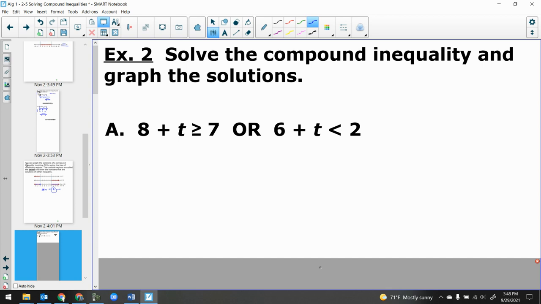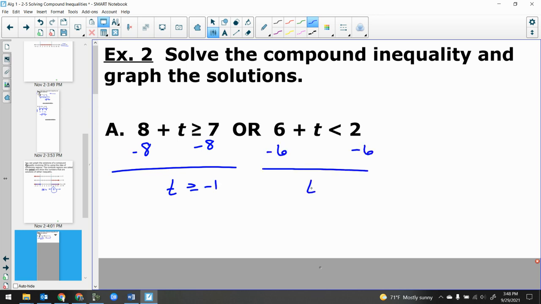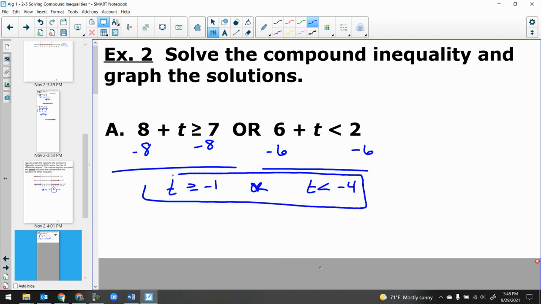Now, ands, you kind of get a 2-for-1 deal. Ors, you have to do 2 problems within one, like this. How would I solve just this one on the left side? Well, I would subtract 8 from both sides, right? So t is greater than or equal to -1. And this one I would subtract 6. Okay, well, t is less than -4. Well, that just means that my answer is this here with both statements on there.